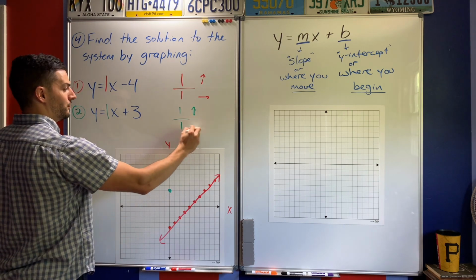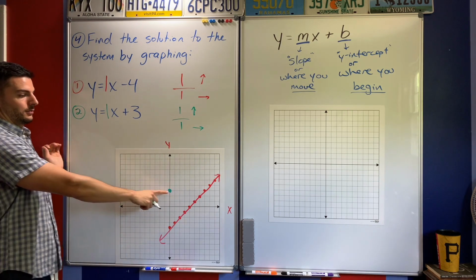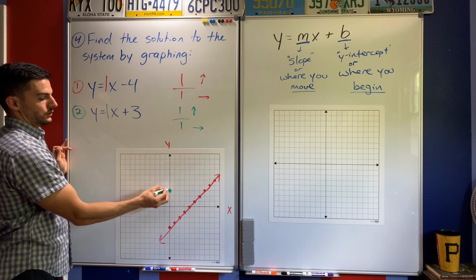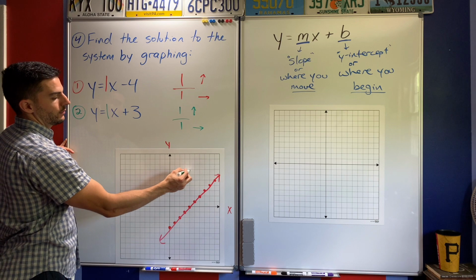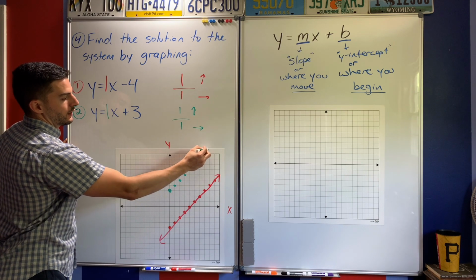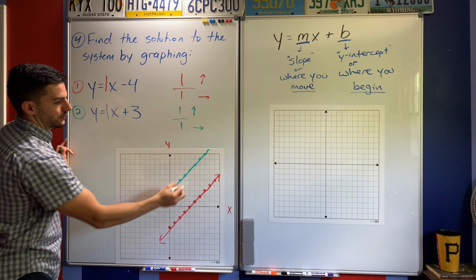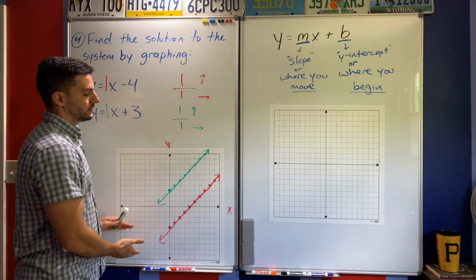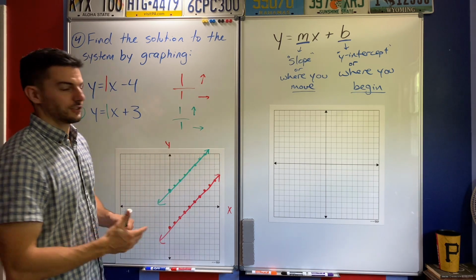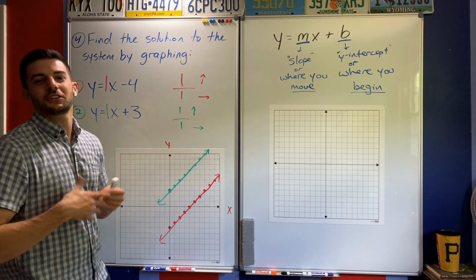So this one's going to move up 1 and right 1. Up 1, right 1, point. Up 1, right 1, point. There's your points, and there's your line. Now, you look at this, and you think, oh, geez, these lines don't intersect each other. Should I keep going? And you could keep going.